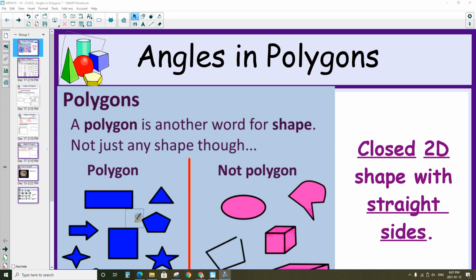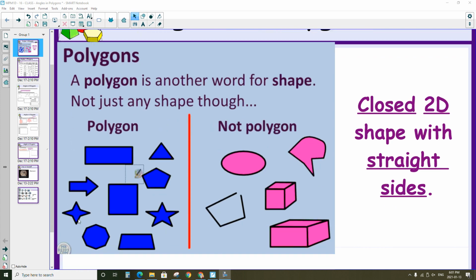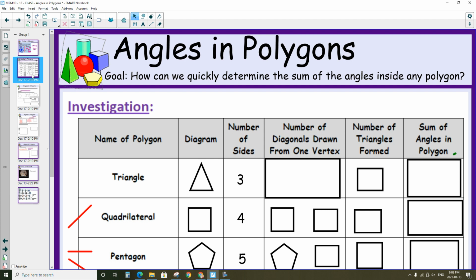What are polygons? Polygons are shapes, but these are special shapes that are closed. For example, this shape over here is not closed, so that's not a polygon. It has to be a two-dimensional shape, so it has to be flat. These examples here are 3D, so they're not polygons. And it has to be created using straight sides. That's why this ellipse, for example, is not a polygon, and this odd looking shape is also not a polygon.